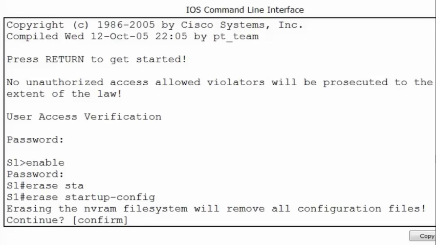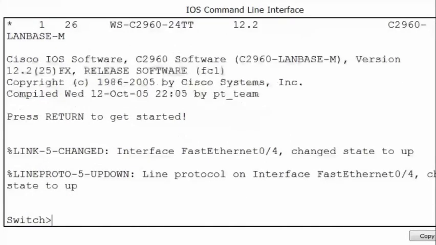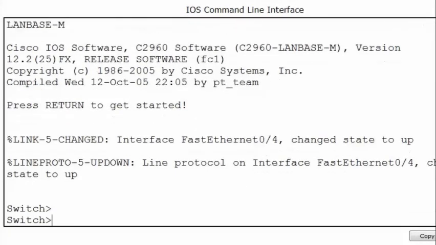Let's say I make some changes to the switch, for instance. I'll type enable and config T to get to global configuration mode. And I'll change the host name to my switch. You can see the device name is now my switch. I'll exit and save the configuration. So the running configuration has been saved to the startup configuration file.